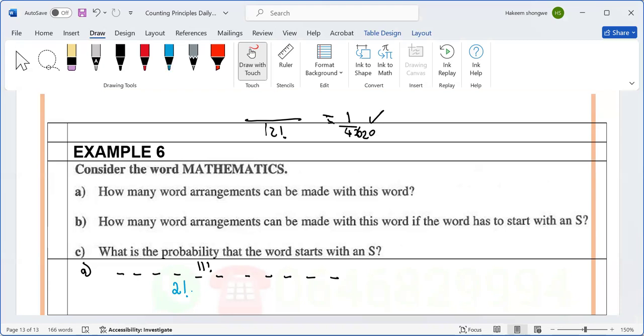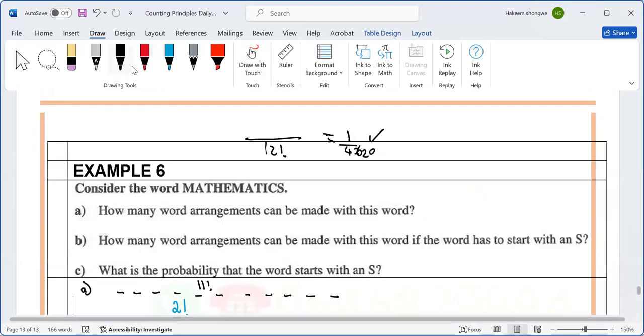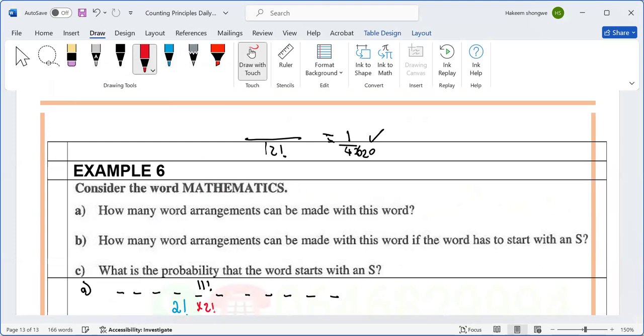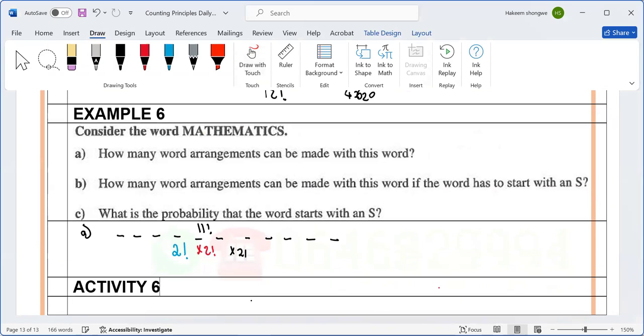Next, do we have any other letter which is repeating itself, identical with another one? Yes, A. How many A's do you have? 1, 2. So for A, I'm also going to multiply by 2 factorial. The blue one was for M. Do you still have other letters which are identical? Yes, T. How many times is T repeating itself? Let's say T was repeating itself 3 times, I would say divided by 3 factorial. In this case, because it's 2, I am going to divide by 2. Then I'm going to look for the answer.